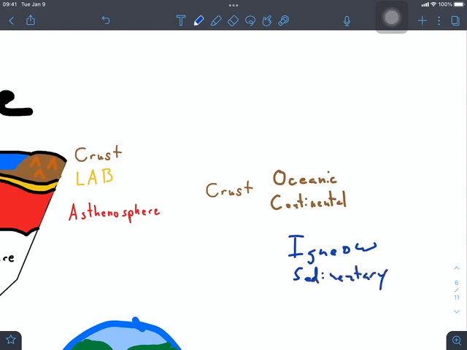This is rock that's formed by sediments compressing over long periods of time. Think sandstone as a good sedimentary rock in our crust. And last but not least, the metamorphic rock. These are rocks that can change or metamorphose based on heat and pressure.